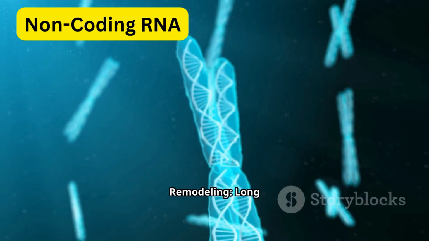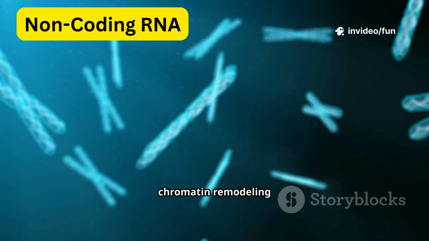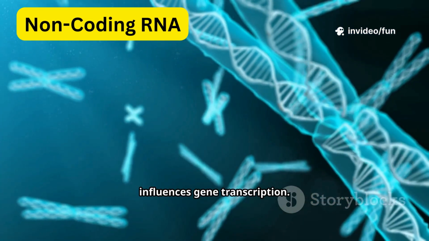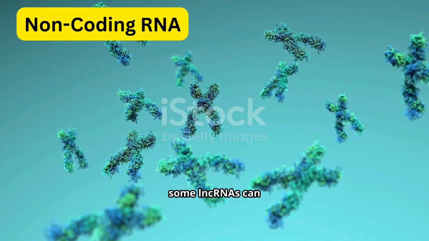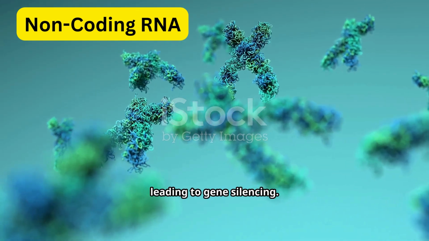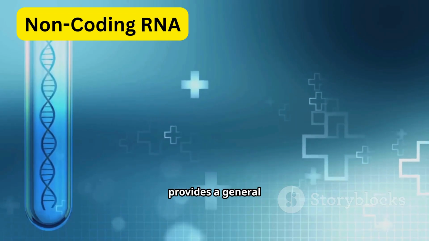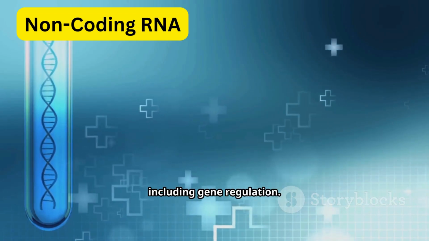Chromatin remodeling. Long non-coding RNAs, lncRNAs, can interact with chromatin remodeling complexes to affect the structural state of chromatin, which in turn influences gene transcription. For instance, some lncRNAs can help to form or maintain a condensed chromatin structure leading to gene silencing. This video provides a general overview of the role of non-coding RNA in cellular processes, including gene regulation.